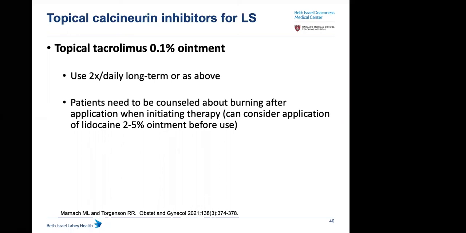And so in this article, they don't actually talk about the use of injectable steroids. So they just mention the topical steroids, and then they talk about using systemic steroids orally, but they don't mention anything about injectables either. The other therapies they do mention for the refractory cases include this topical tacrolimus, which you can use twice a day. This, similar to imiquimod, can cause burning after application. So for patients, you want to make sure that they understand that that is a side effect when they initiate therapy, and you can consider prescribing topical lidocaine that they can use before applying the therapy.